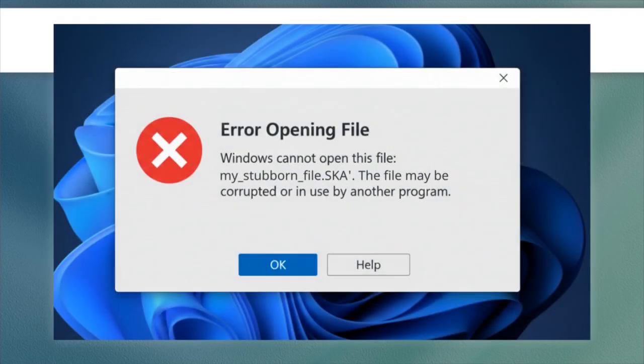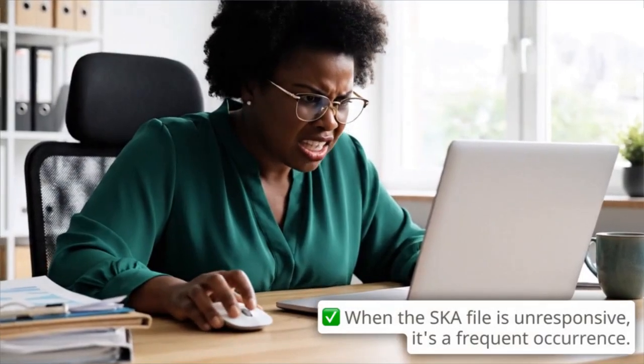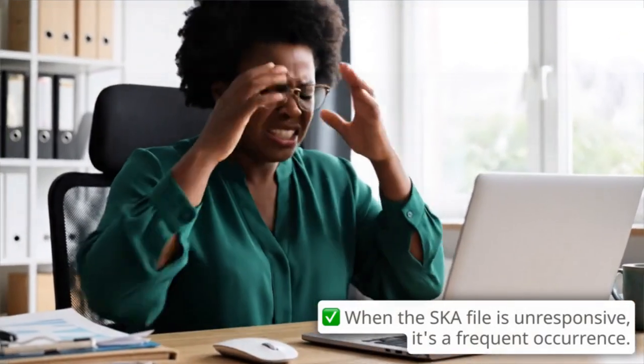When a SKA file fails to open, it is usually for a basic reason. The file is forcing our hand. We're going to challenge it by testing these common failure scenarios right now.